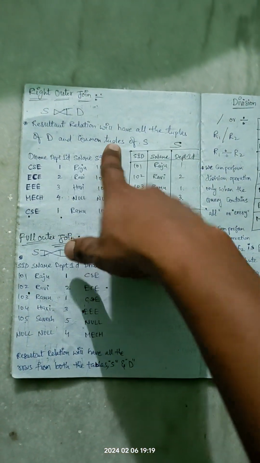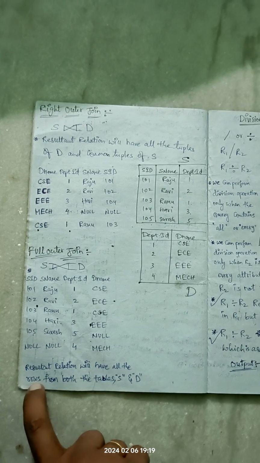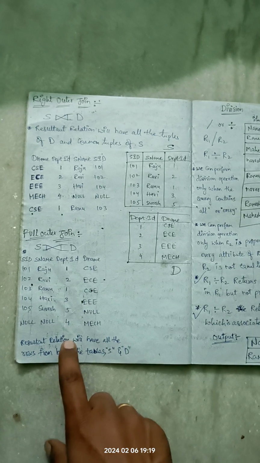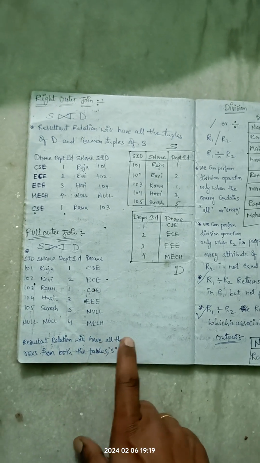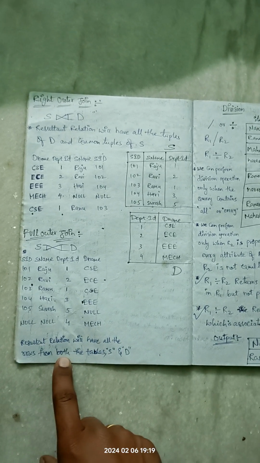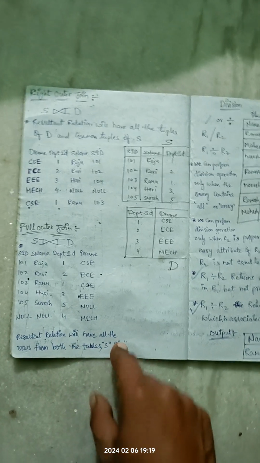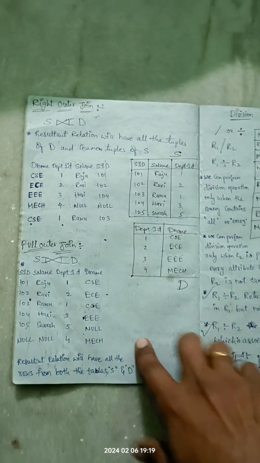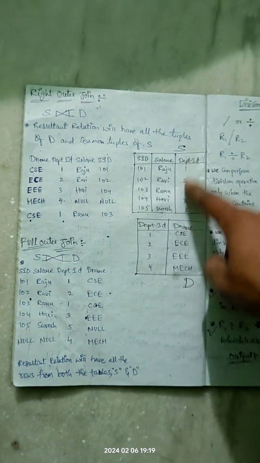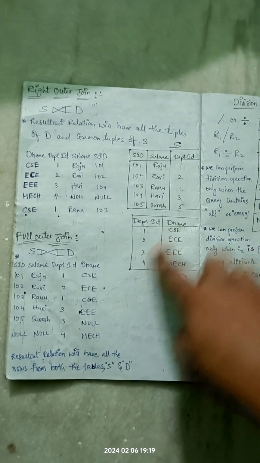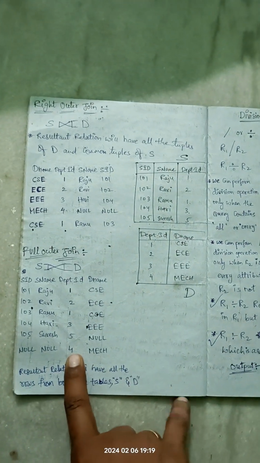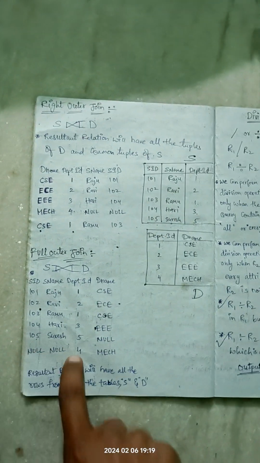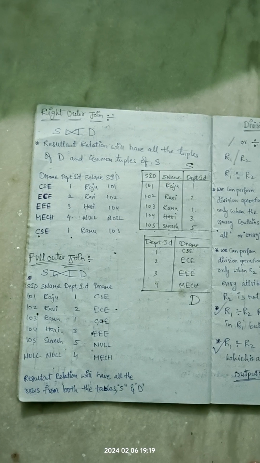Here we have written tuples, here it is rows. We can also write tuples here, and DBMS says rows as tuples. So the resultant relation will have all the rows from both the tables S and D. From both the tables we have to cover all the rows. But see here, we have covered 1, 2, 1, 3, 5, but 4 is missing here. So we'll take 4 here and 4 mechanical, and for 4 we don't have any value, so we write null. That is how we get full outer join.